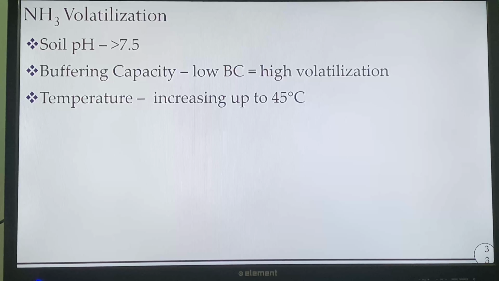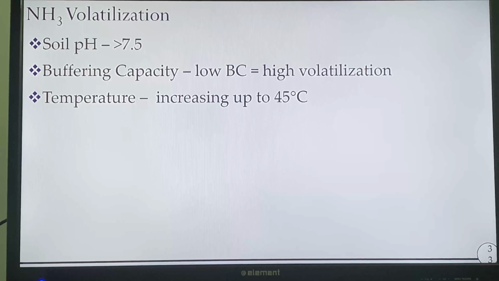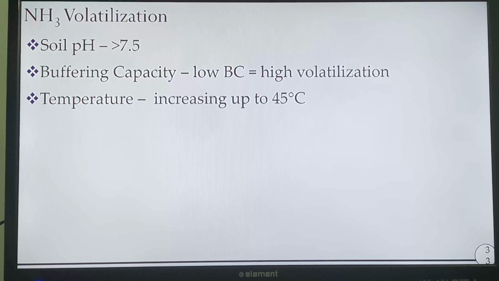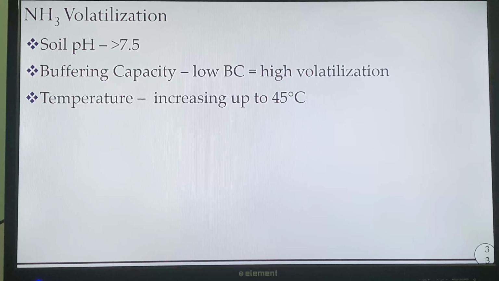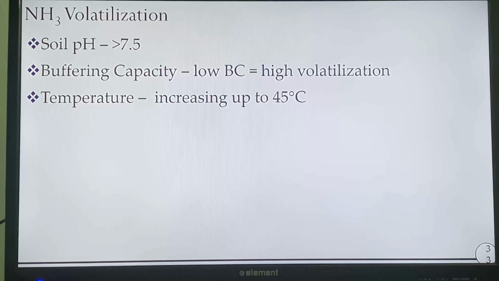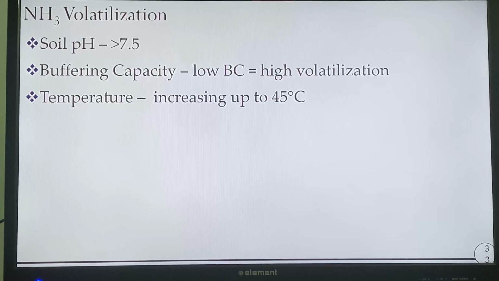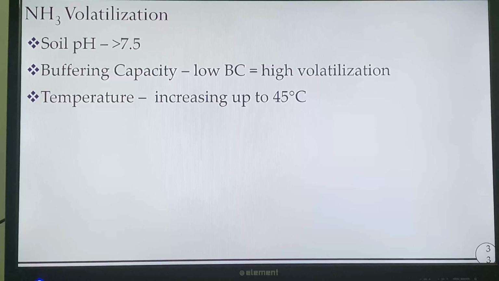It goes up. And so these conditions are prime for ammonium, NH4+, to dissociate a hydrogen from that molecule to meet that equilibrium for the high hydroxyl concentration, and so we'll have the production of ammonia gas. A low buffering capacity is going to equal high volatilization because it cannot buffer against those changes. There's not enough CEC to hold that ammonium to the soil colloid.